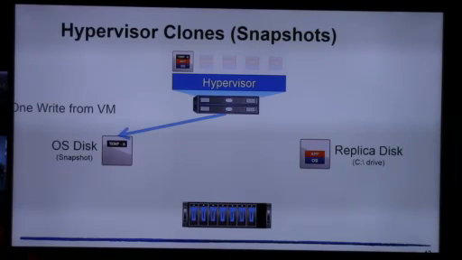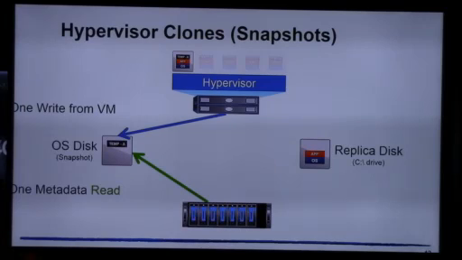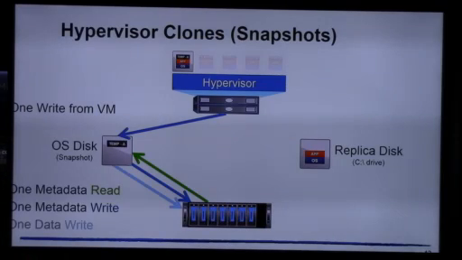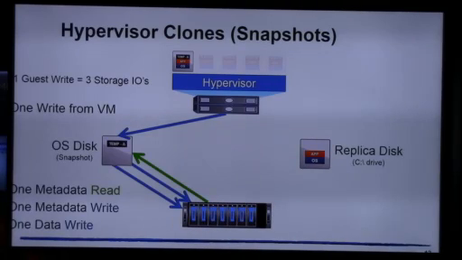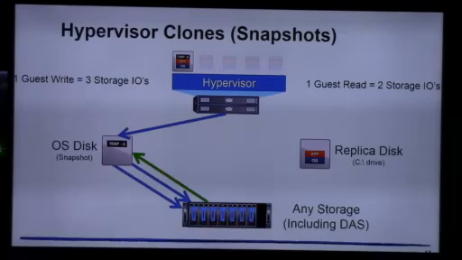When we do a write, we actually have to do a write from the VM to the OS disk for metadata. We have to do a metadata read and a metadata write, as well as the data write. So we're now having to do three storage I/Os for every one guest I/O. Of course these blocks are very small in the metadata reads and writes, but it adds additional I/O to the infrastructure. So this is true for any storage, including DAS.